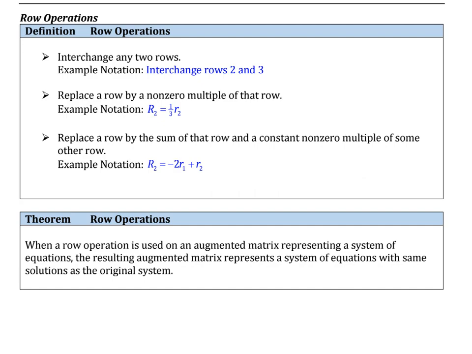So what are the benefits of these row operations? Row operations yield another matrix whose corresponding system would have the same solutions as the original system of equations. So we're not altering the solutions of the system of equations. We're just making our system simpler in its matrix form.